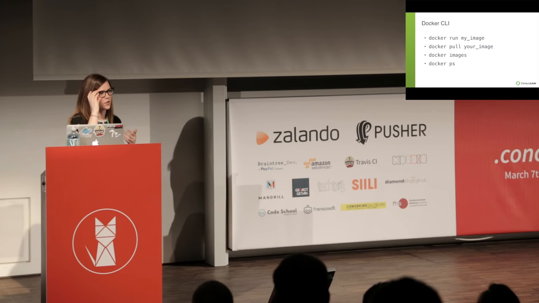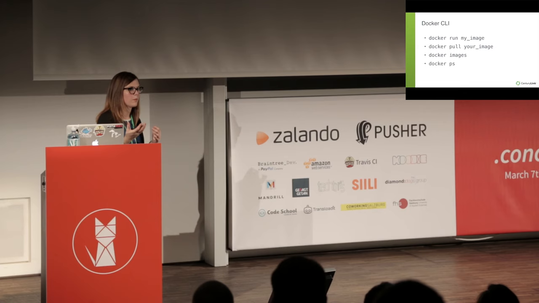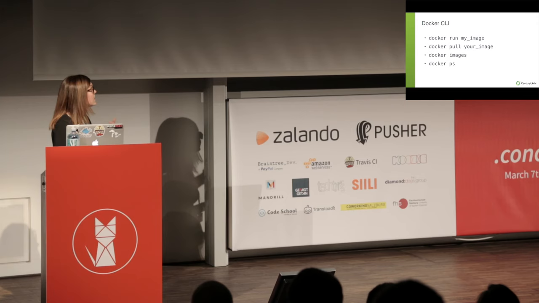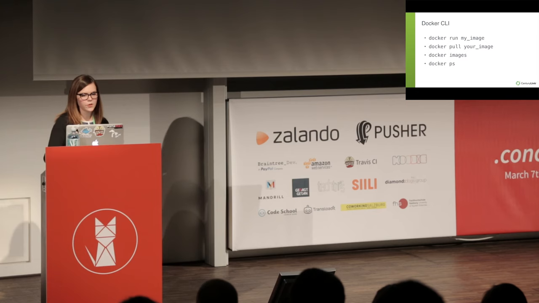Docker run has a couple of flags like dash p, which you saw as my port binding. There are environment variables that you can pass in. You can Docker pull, which again interacts with the registry. Docker images, which you saw me use, lists all of the images I have downloaded. And then finally, Docker PS shows all the processes that are running.